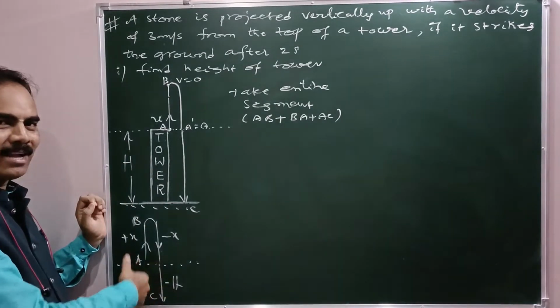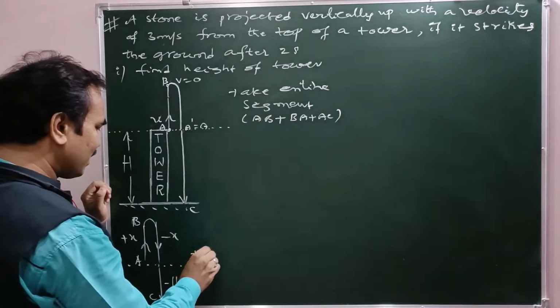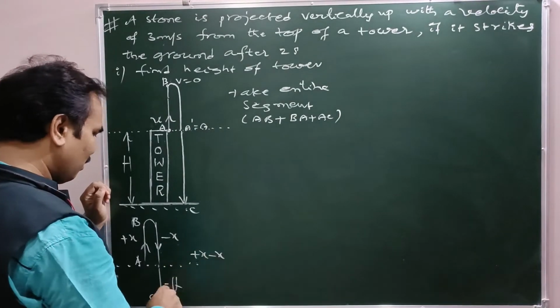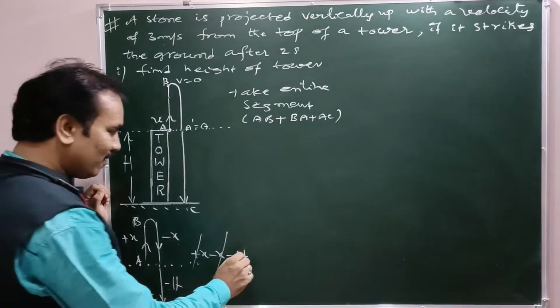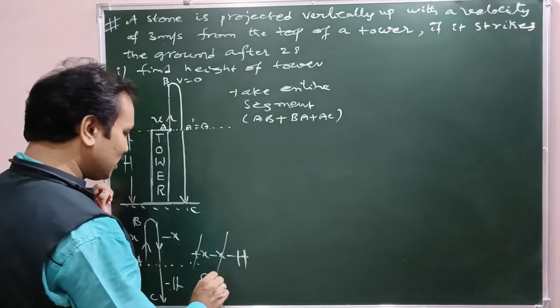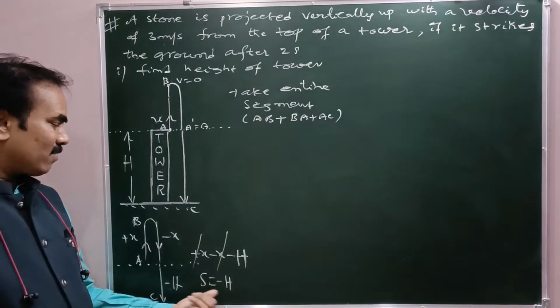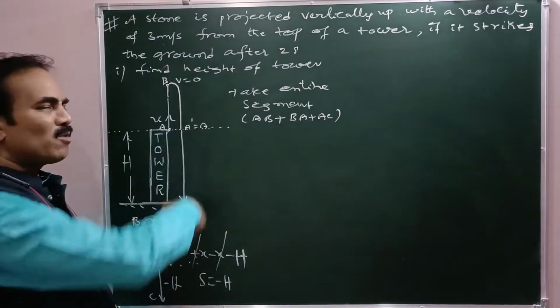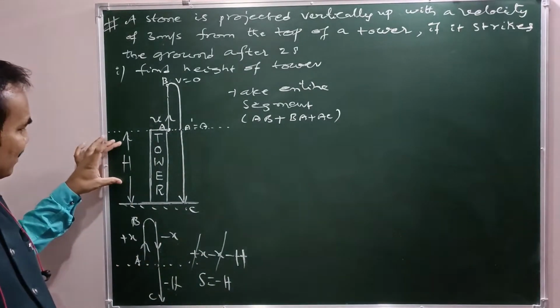Minus H. Now take all the segments, take the summation, plus X minus X minus H. Now plus X minus X cancel, we are left with the minus H only. This is the displacement: S equal to minus H. So in the entire motion, what is the displacement covered? It's not plus H, that is minus H.